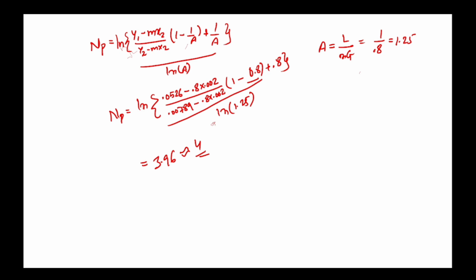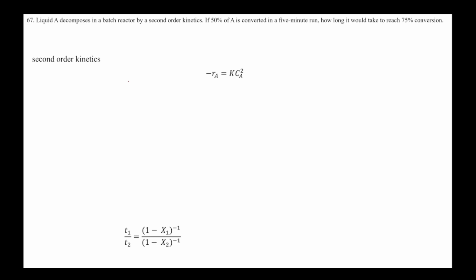Okay, so this is the question. This question I'll not solve, I'll just leave it up to you. We have solved these kinds of questions many times in the previous questions, previous years. Liquid A decomposes in a batch reactor by second order kinetics. If 50% of it is converted in 5 minutes, how long will it take to reach 75% conversion?